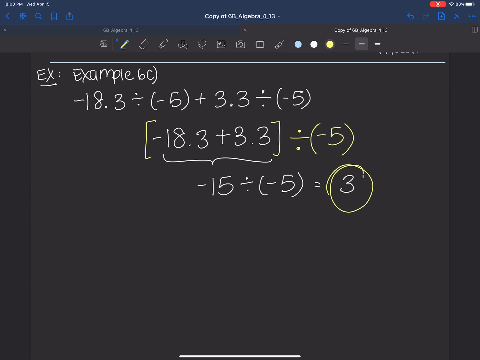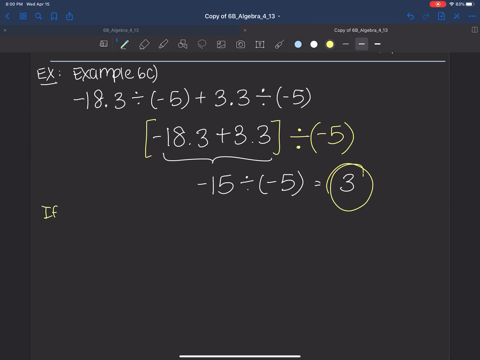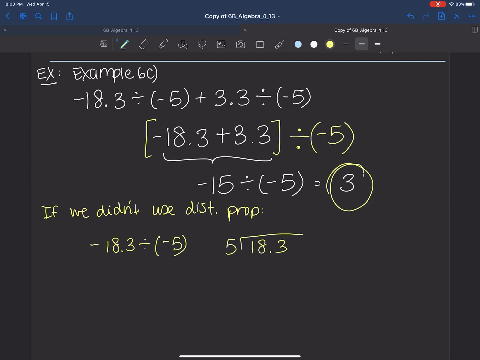If we didn't use the distributive property, this would have been a disaster. I would have had to do minus 18.3 divided by minus 5 first. And this involves doing 18.3 divided by 5. And this doesn't really go in that nicely. It does take a lot more work. I could have been making a lot more mistakes on the way.